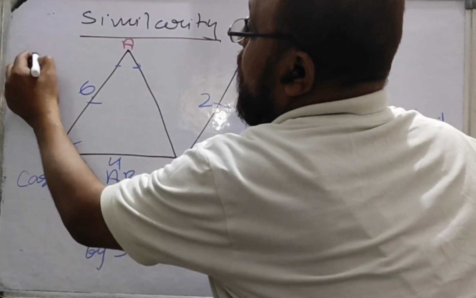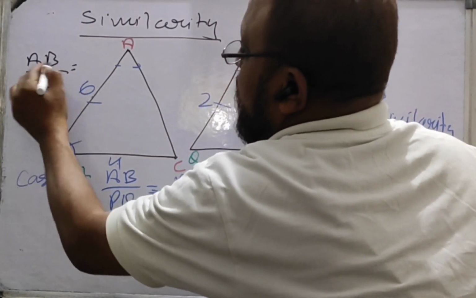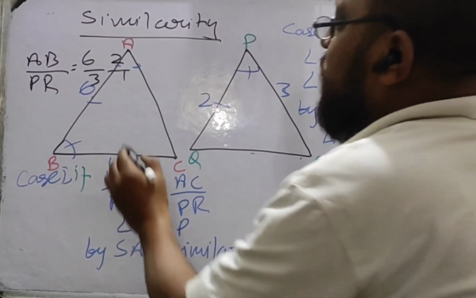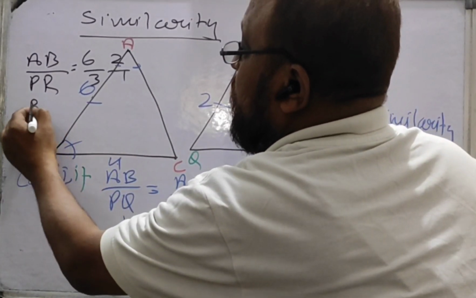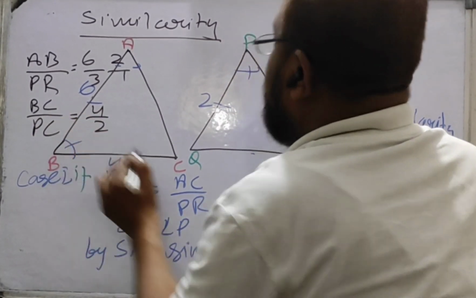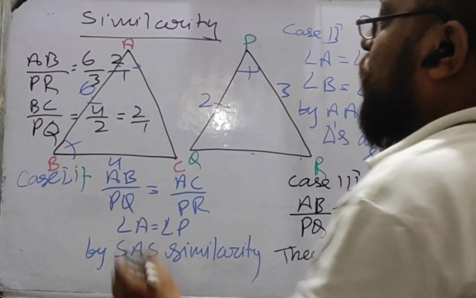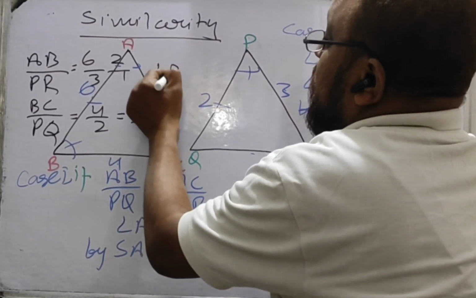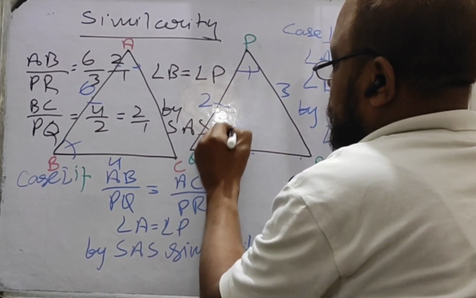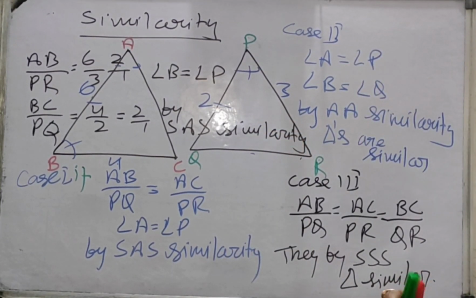Look at this: AB upon PR, how much is it? AB is 6, PR is 3, so the ratio is 2/1. Similarly, if we take BC upon PQ, BC is 4, sorry, PQ is 2, so it becomes a 2/1 ratio. And including angle, this angle B is equal to angle P. So by SAS similarity, side angle side. I hope you understand.